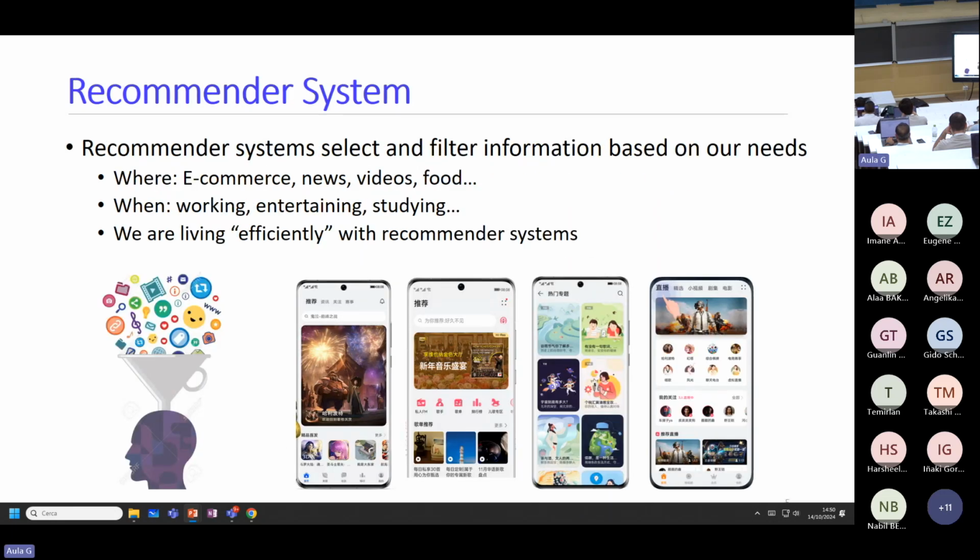Recommender systems help us select and filter information based on our individual needs. They play a vital role across various domains such as e-commerce, news, videos, and even food recommendations. Whether we are working, entertaining, or studying, these systems are consistently assisting us in navigating the vast amount of information available. As a result, we are able to live more efficiently with the support of recommender systems, making smarter, faster choices in our daily lives.